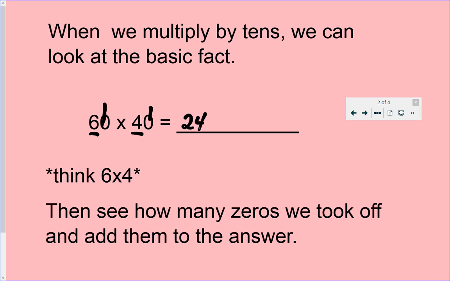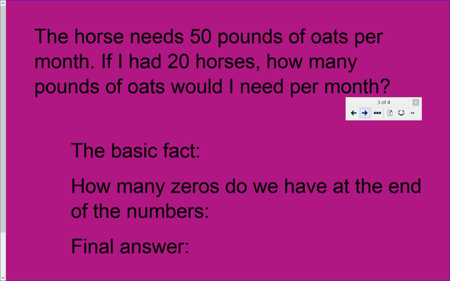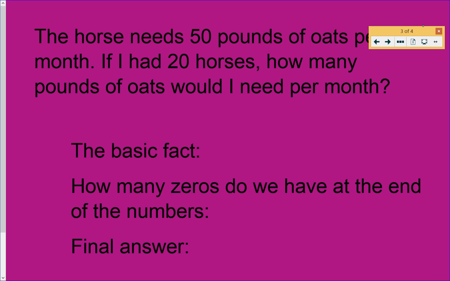And then we see how many zeros are sitting at the end. Well, I have 1, 2 zeros sitting out there. So I put 1, 2 zeros at the end, and I have 2,400. That is going to be the easiest way to do that. We can figure out different ways to do it, but this is the best way to do it when you're looking at that.